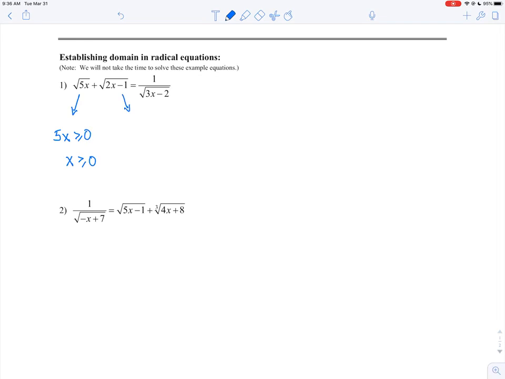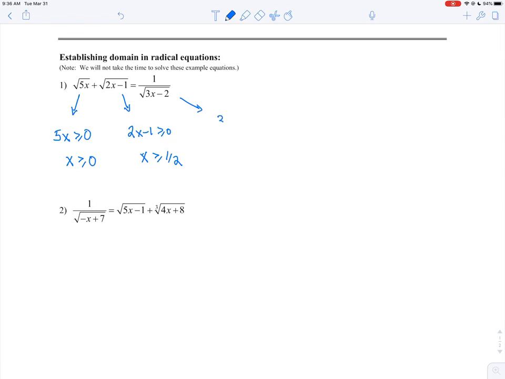With our middle term, we've got 2x minus 1 has to be greater than or equal to 0. So if we solve this, right, that's going to simplify to x greater than or equal to 1/2. And then with our last one, this is where we need to be a little bit careful, because not only does it have to be greater than or equal to 0, if it equals 0, now we have 0 in our denominator, which we know would be undefined.